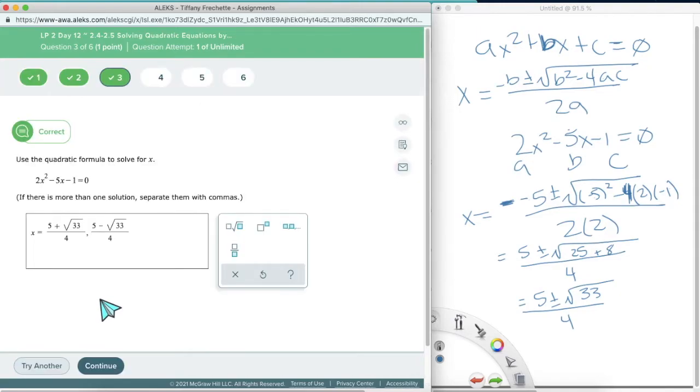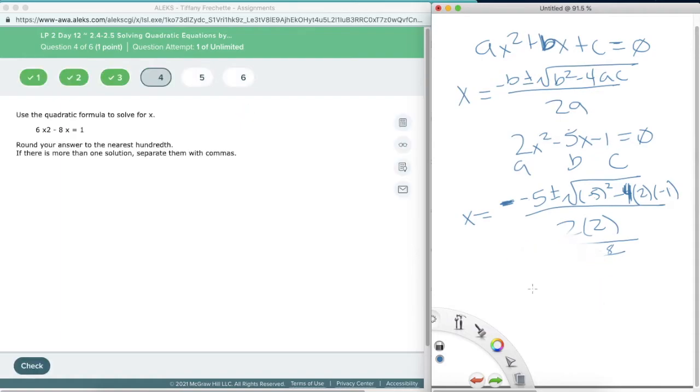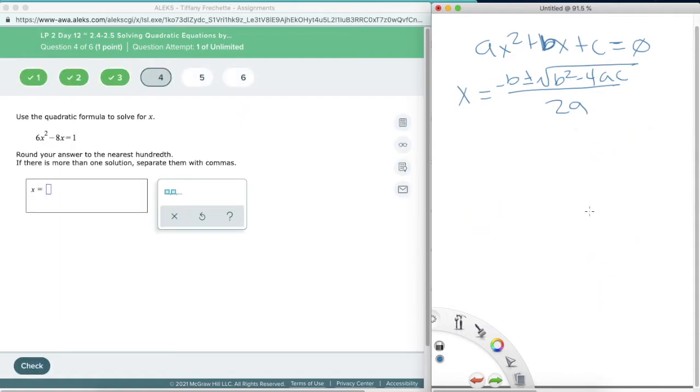Alrighty, so a couple more of these. Try not to have to rewrite all of this. So use the quadratic formula to solve for x. So we have 6x squared minus 8x equals 1. Ooh, we want it to equal 0, so I need to subtract that 1 to the left side there. So if I subtract it on the right side and subtract it on the left side, I end up with 0 there and then minus 1 over here. So now I have a, b, c. And I can start plugging this in again.